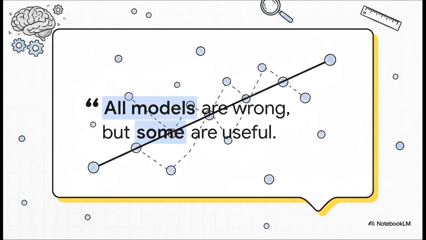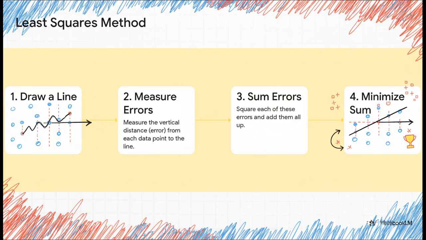But first, a little dose of reality from the legendary statistician George Box. He said, all models are wrong, but some are useful. What he meant is that our line is never going to be perfect. It won't hit every single data point exactly. The goal isn't perfection. The goal is to find a line that's useful enough to make good predictions. And the way we find that most useful line is with a really clever technique called the least squares method.